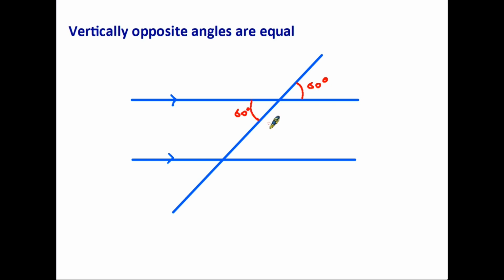Now, the important thing here is to know that law, because when you are answering a question on angles, you can simply say, if this angle is 60, then so is this, because... and a question will quite often ask you to quote the rule to justify your answer. So you would write, this angle is 60 degrees because vertically opposite angles are equal.